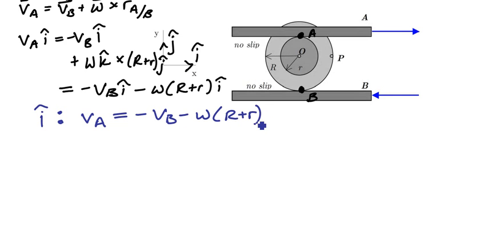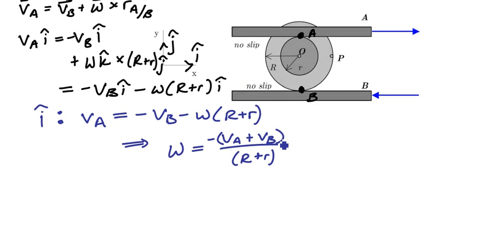Now if I use this, I can solve for the angular velocity directly, and if I do that, omega is going to equal VA plus VB divided by quantity R plus r with a negative sign out in front. Maybe we'll write it like such. And if we want to make this a vector, we can simply append the k direction because we know the rotation will be about the k-axis.